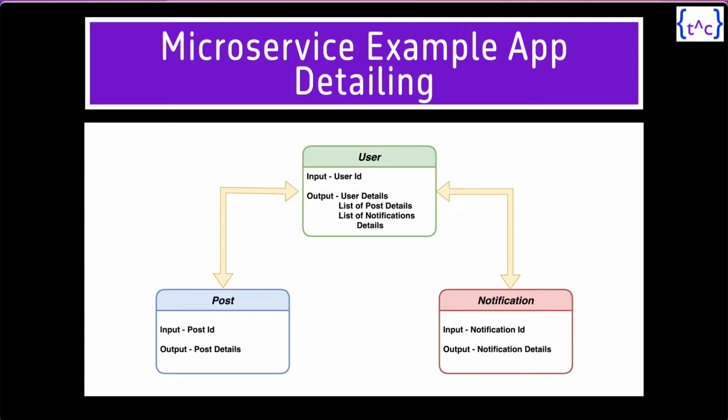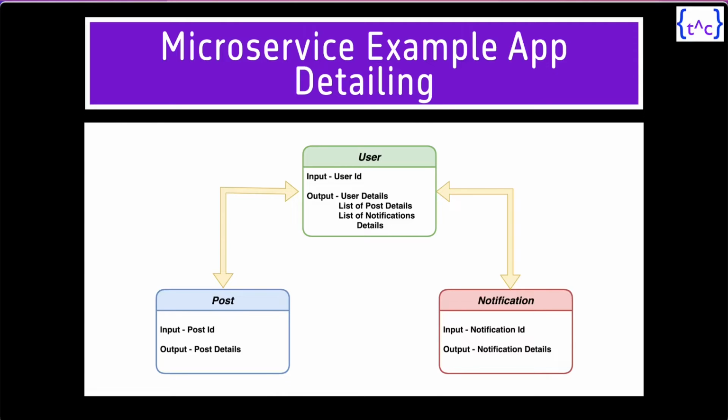So in order to get the post details, it will talk to the post service by providing a post ID as input. In return, it will get all the post details. Similarly, it will talk to the notification service by providing a notification ID and will get the notification details in return. It will have all the details in the user service and will return them as a response. That's how our example microservice will be working.